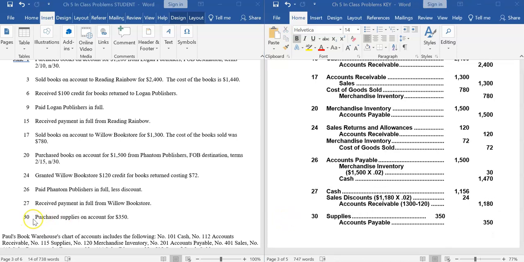Final transaction on the 30th, Paul's Warehouse purchased supplies on account for $350. This is simply an increase to their supplies with a debit and a credit to their liability accounts payable.